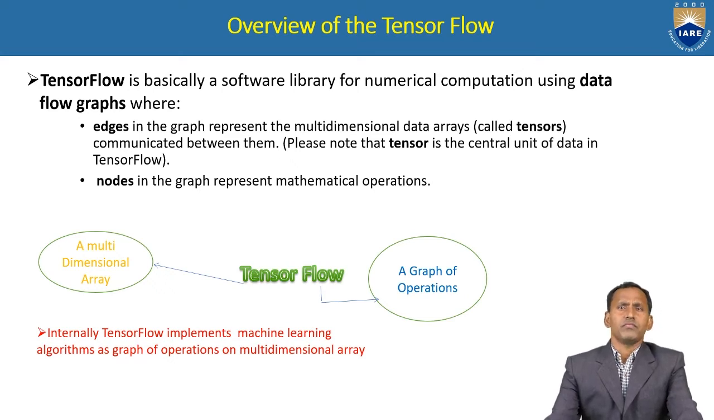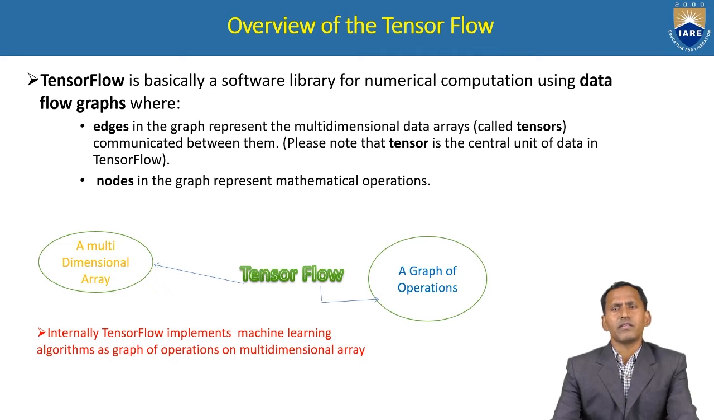Overview of TensorFlow. TensorFlow is basically a software library for numerical computations using data flow graphs, where edges in the graph represent multidimensional data arrays called tensors. So these tensors communicate between the nodes. Please note that the tensor is the central unit of the TensorFlow graph, whereas nodes represent mathematical operations. For example, consider the given diagram.